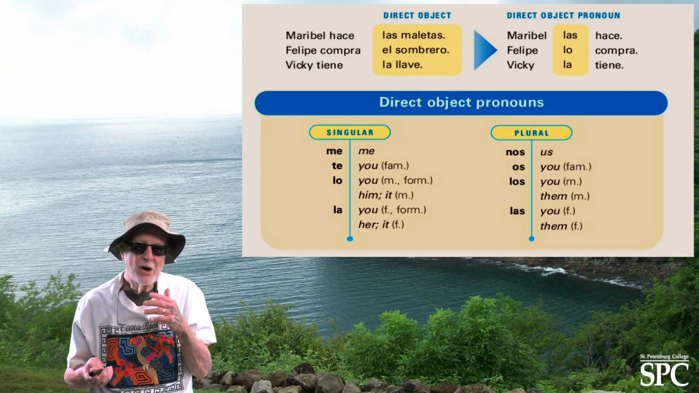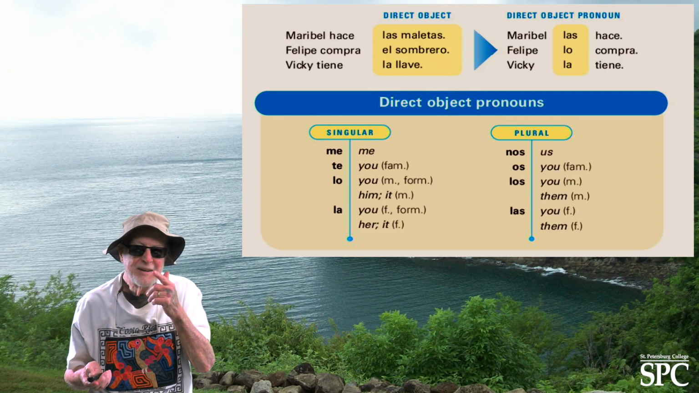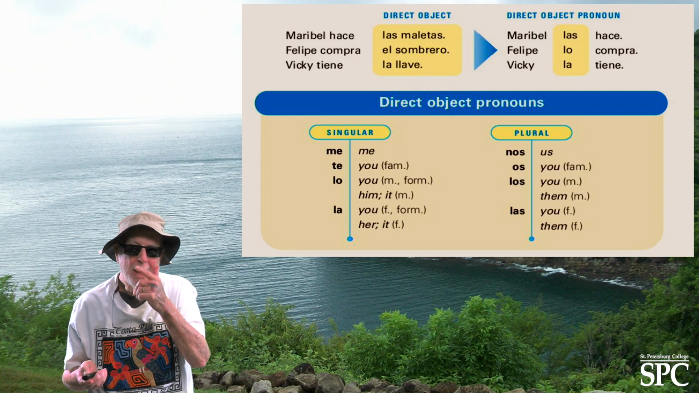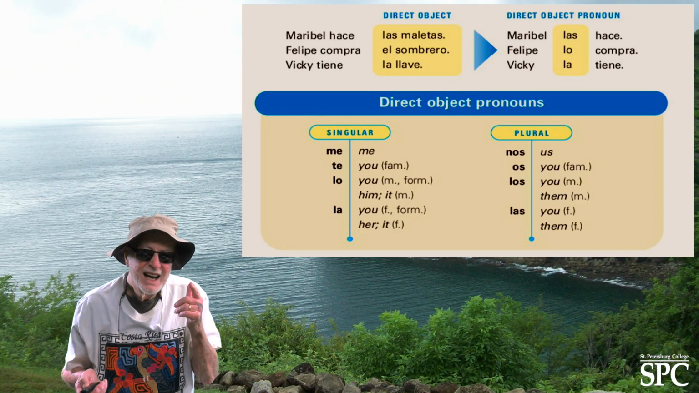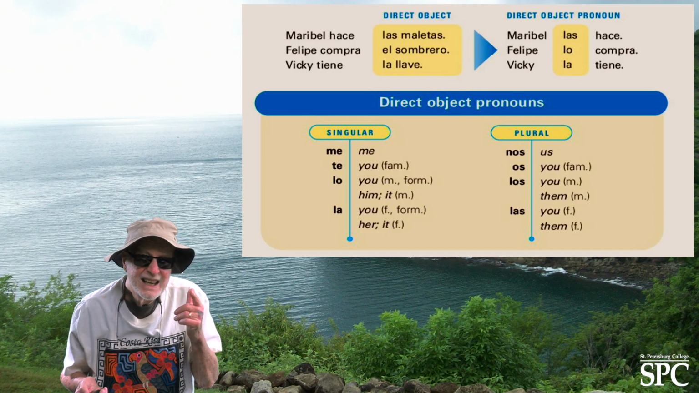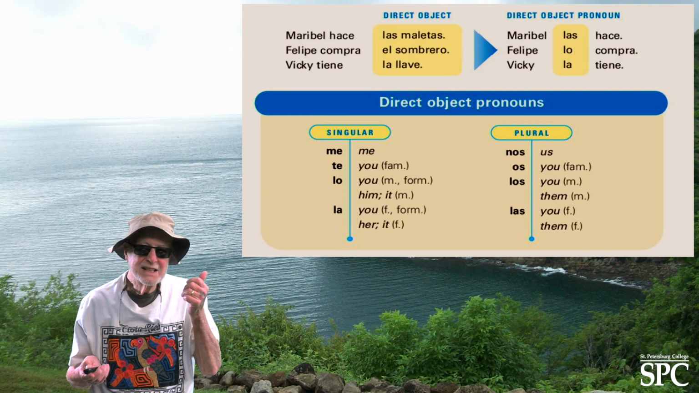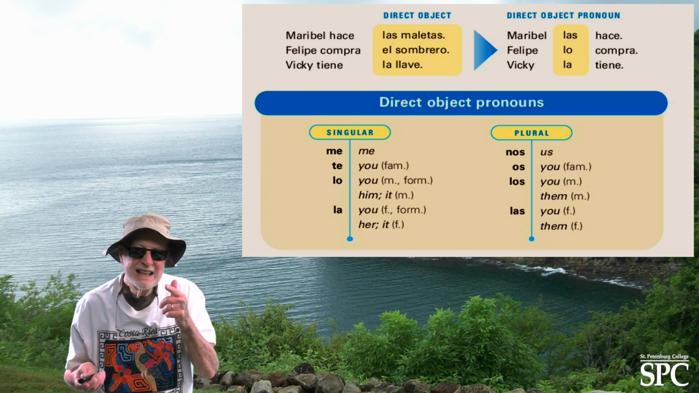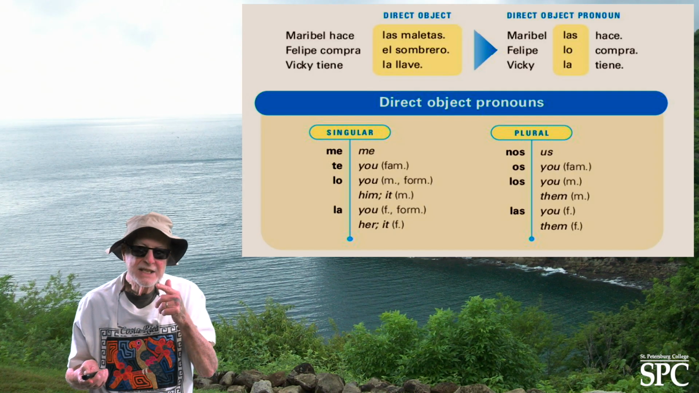Okay, so we see Felipe compra el sombrero. Felipe lo compra. We see Vicky tiene la llave. Vicky, subject. Tiene, verb. La llave, object. Vicky la tiene. And we'll get this more in detail.